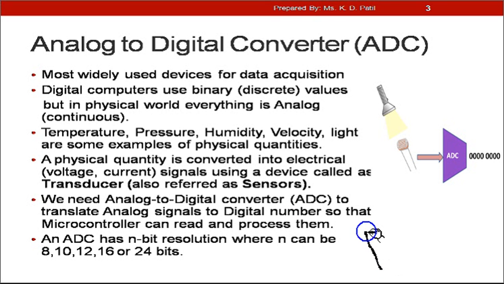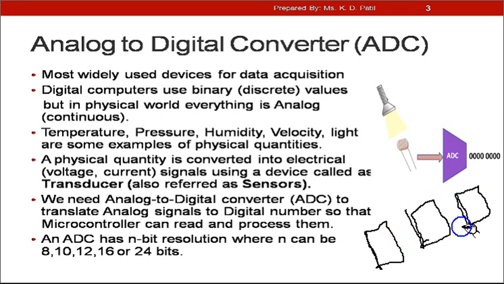Now let us understand the scenario. This is our microcontroller, this is the ADC, and this is the sensor. The sensor will sense the physical entity which is around us and convert that physical entity into analog signals like voltage or current, but basically we will require the analog signals in the form of voltages so that the ADC can convert those analog signals into the digital form.